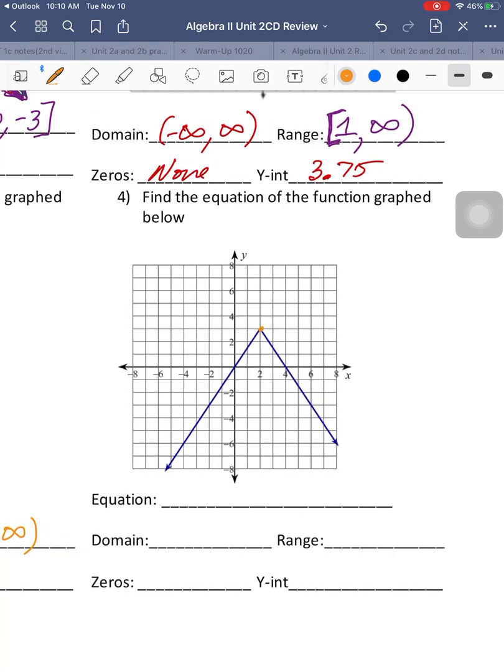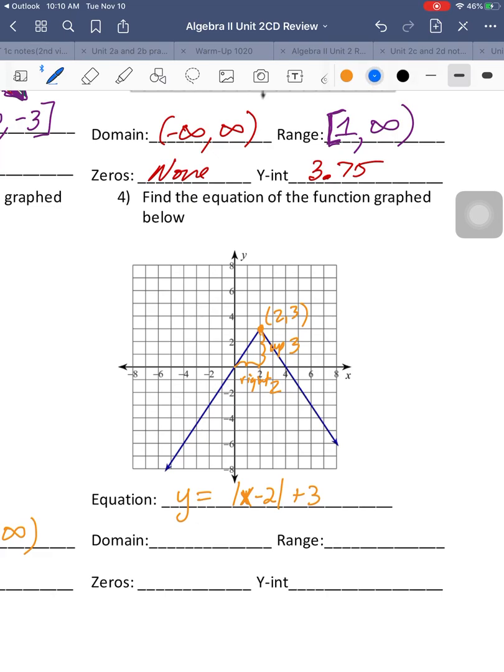All right, next one, equation. Look for the vertex. Vertex is at 2, 3. So that means it was right 2 and up 3. So we have to put that in the equation. So y equals right 2, x minus 2, and up 3.